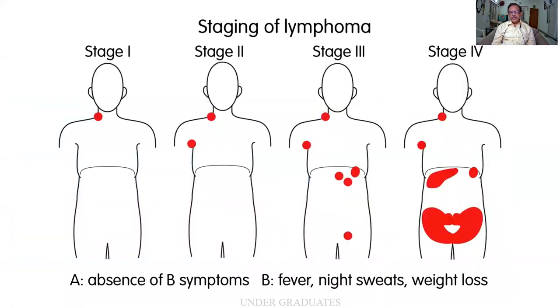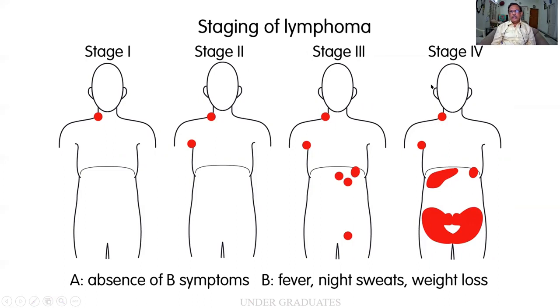And this is a staging. This I have given pertinently because there is a question, how do you stage this disease? So in this case, it is totally absent. A means absent. In stage 1, I find that there will be a single group of node or a single node that is present. And in stage 2, I find that there can be two different groups of nodes. And in stage 3, I find that there can be nodes or organs on either side of the diaphragm. And in stage 4, there can be hepatosplenomegaly and bony metastasis, involvement.